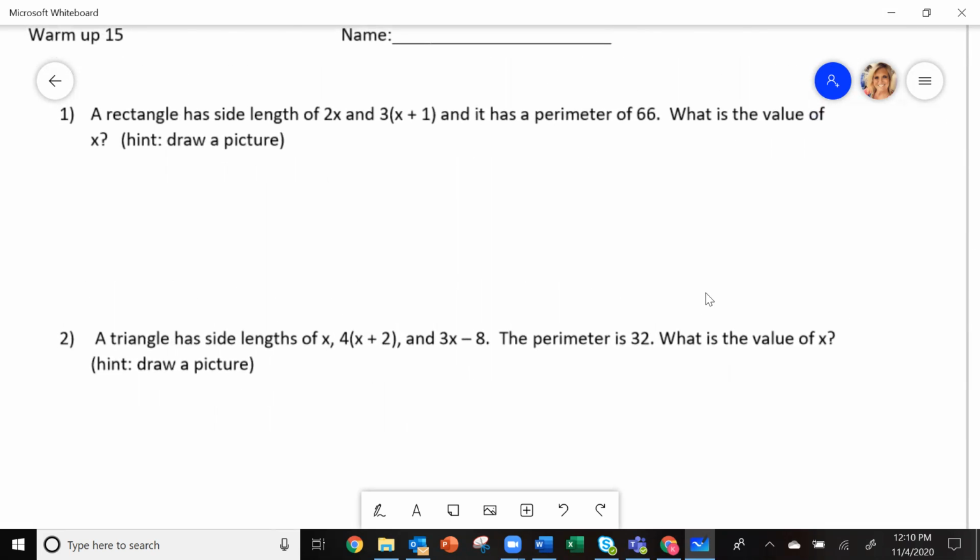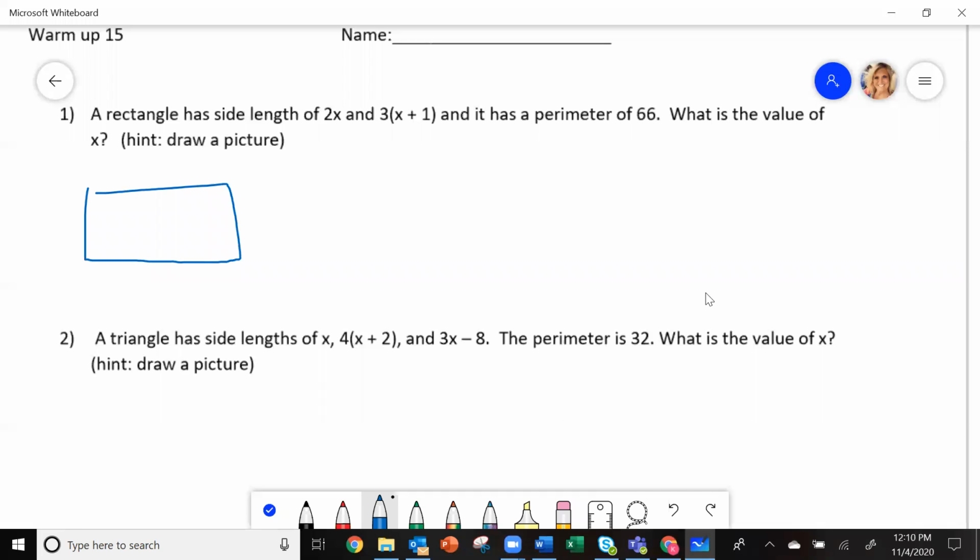It says a rectangle has a length of 2x and 3 times x plus 1, and it has a perimeter of 66. What is the value of x? Hint, draw a picture. So the first thing you're going to want to do is draw the rectangle. And it says it has a side length of 2x, and it doesn't matter where you put that 2x, if it's on the left or right or up and down. And then the other one will go up there as 3 times x plus 1.